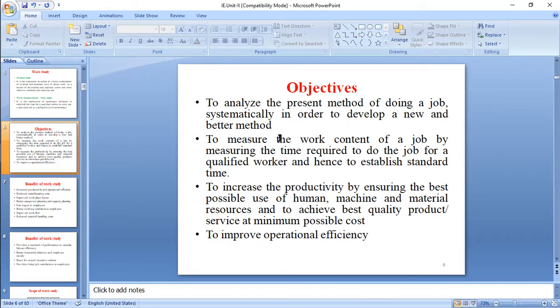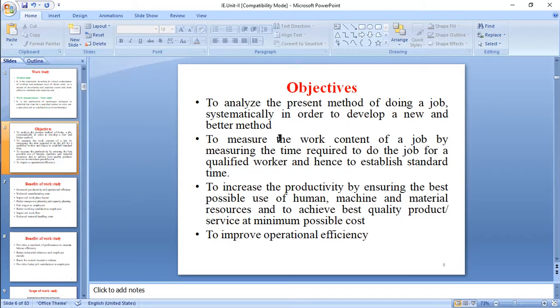Then the third objective is to increase productivity by ensuring the best possible use of the resources. What are the resources? Resources may be human resources, machine resources, and material resources. We need to increase productivity by ensuring the best possible use of these resources, to achieve the best quality product or the best service at minimum possible cost. This is your third objective.